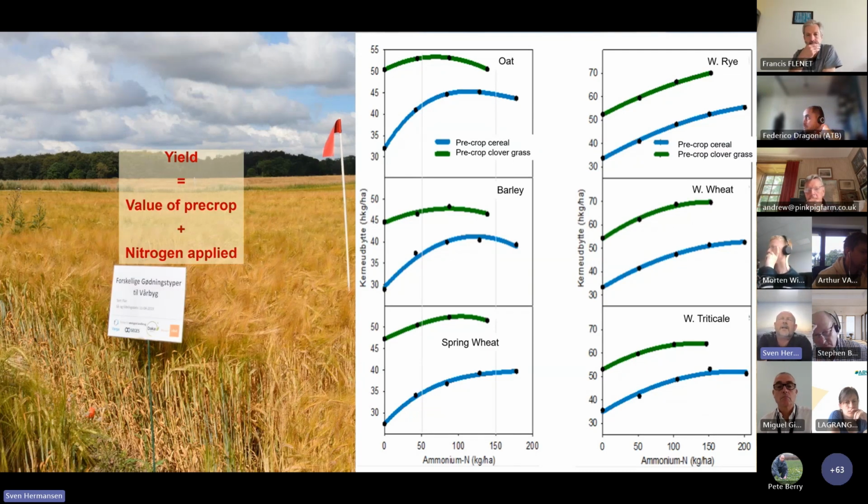It's quite obvious that the response for applied fertilizer, that's from 0 to 200 kilos of ammonium fertilizer per hectare applied, is that the response after a pre-crop of grass clover is very limited or even zero. There's a small reaction in the spring wheat application. If you have a weak pre-crop like other cereal crops, then you can see the natural and well-known response.